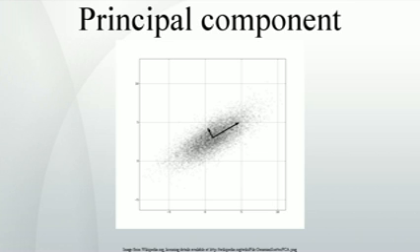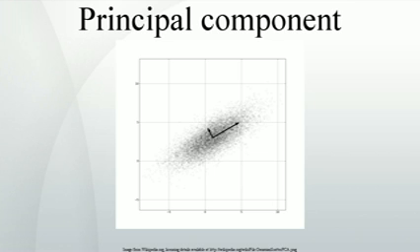PCA is mathematically defined as an orthogonal linear transformation that transforms the data to a new coordinate system such that the greatest variance by some projection of the data comes to lie on the first coordinate, called the first principal component, the second greatest variance on the second coordinate, and so on.